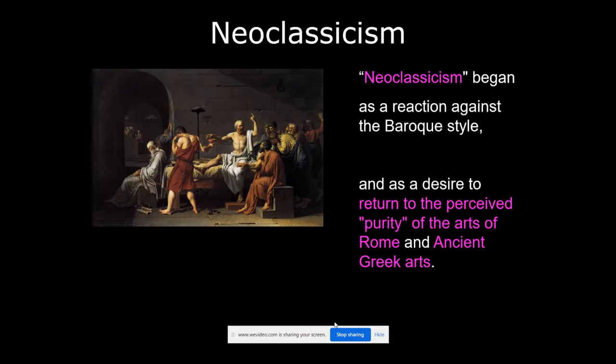Today, Neoclassicism. We're going to take a look at this. It's the next thing after the Baroque period. Matter of fact, it was a reaction to the Baroque period, and it was a desire to return to purity of the ancient Roman and Greek arts. So you're going to see some stuff that looks like it might be from Roman, ancient, or Greek arts.